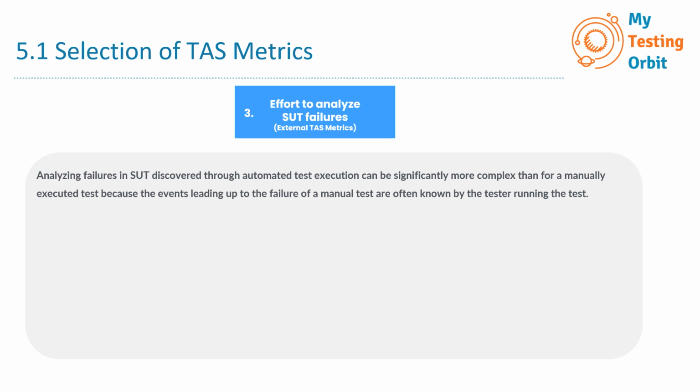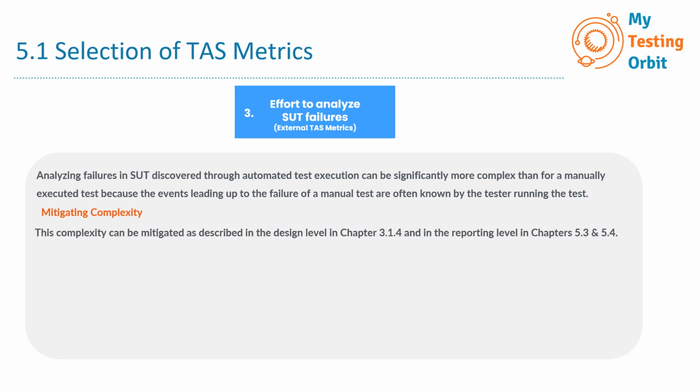It's trickier than when a human tester runs a test because they usually have a good idea of what led to any issues, but in the automated world, not so much. Mitigating complexity: this complexity can be mitigated as described in the design level in chapter 3.1.4, which we already covered, and in the reporting level in chapters 5.3 and 5.4, which we will go through soon. So these are insights on how to handle it at the reporting level. These strategies can help make sense of those failures.